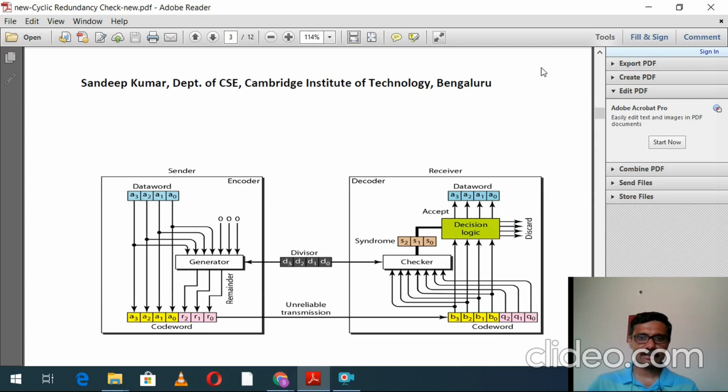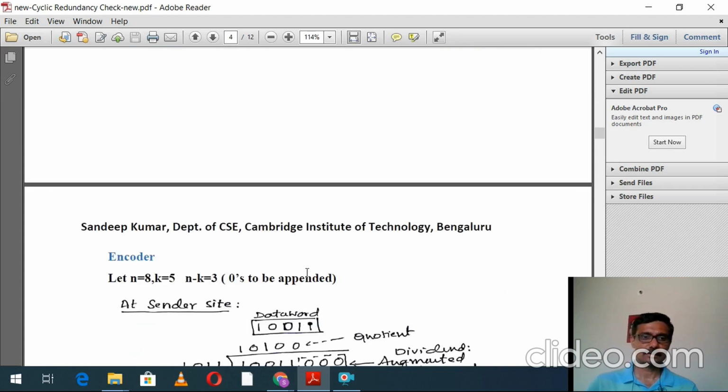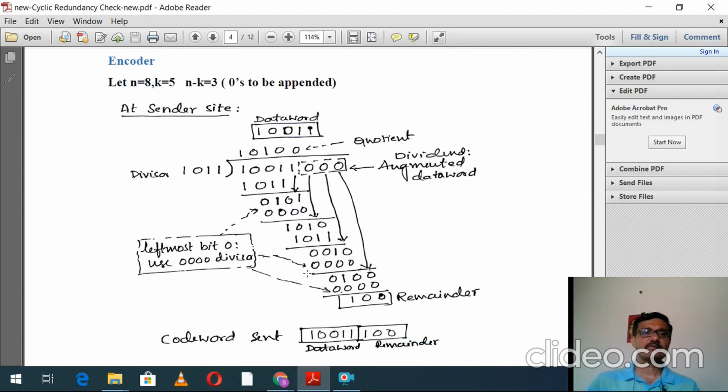Here error correction is not possible because we don't know which part has error or which bit has error. So the location of the error cannot be detected, and therefore correction is also not possible. Simply the detection is possible, only the location of the error is not possible here.